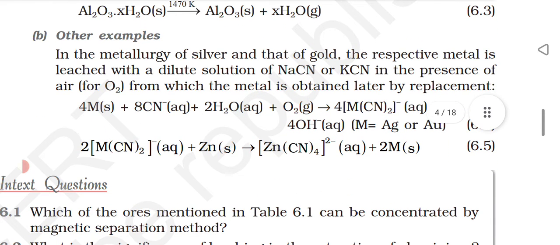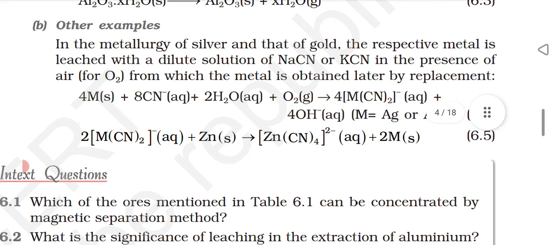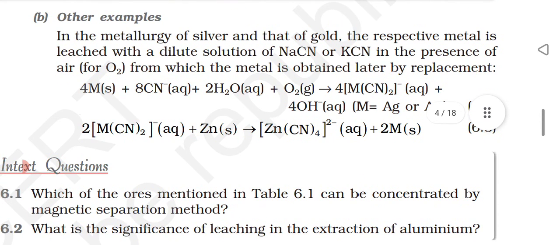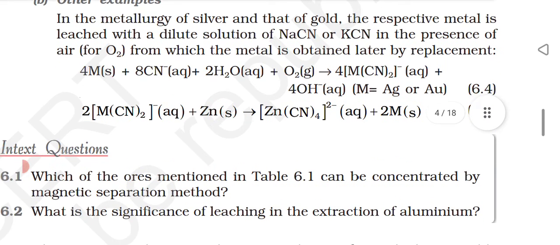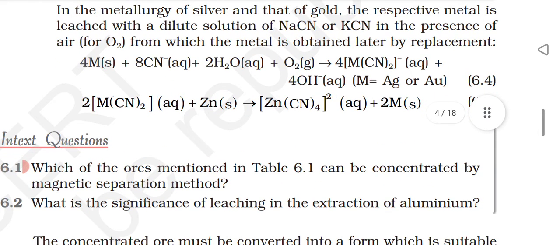Other examples, this is again very important. For silver and gold, we can use the cyanide technique. This is called the cyanide process. In the metallurgy of silver and that of gold, the respective metal is leached with a dilute solution of sodium cyanide or potassium cyanide in the presence of air, particularly oxygen, from which the metal is obtained later by replacement. For example, gold or silver reacts with cyanide to form a cyanide complex. Here, in place of M you can take Ag or Au.